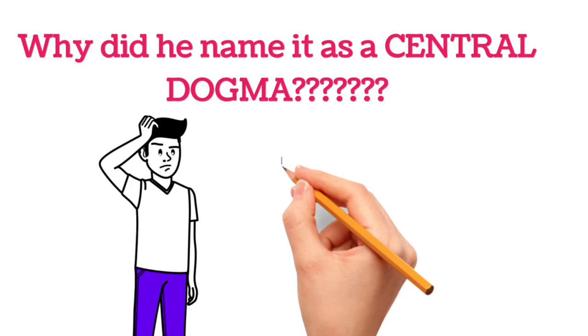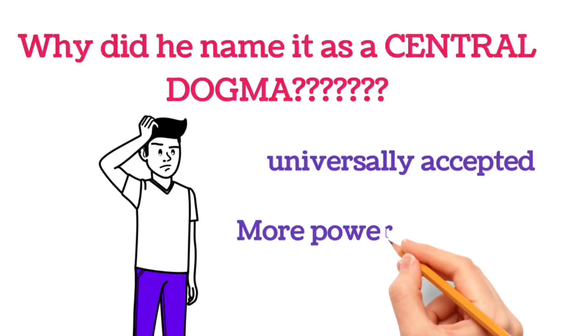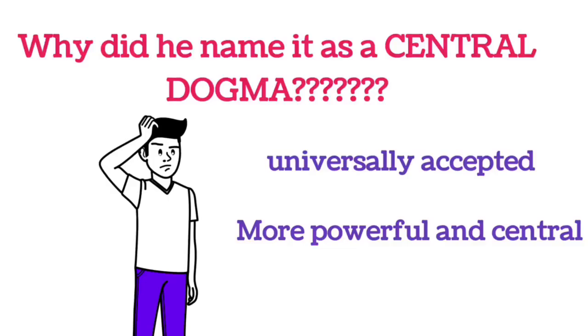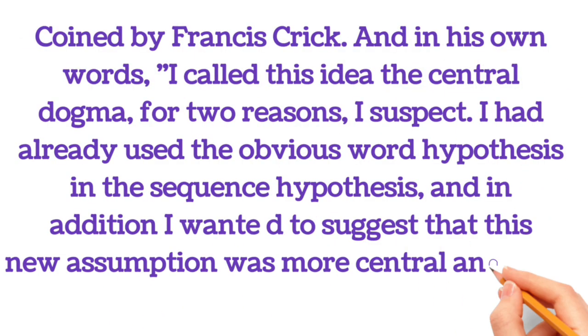Okay, now the next question is, why did Francis Crick name this theory the central dogma of life? Now, in this context, the meaning of central is important or main. And the meaning of dogma in this context is law, rule, or principle. So, as this is a very important and very powerful central rule of life, and as this is universally accepted, this is called the central dogma of life.